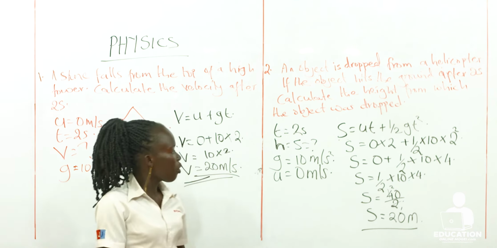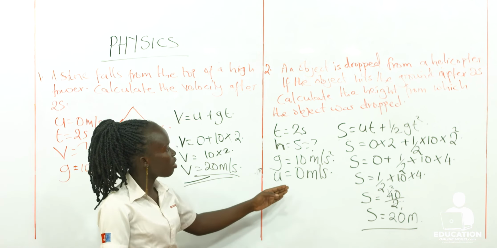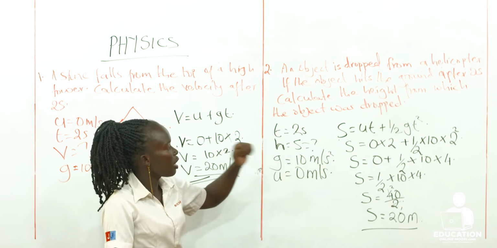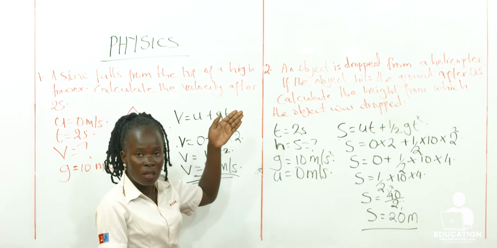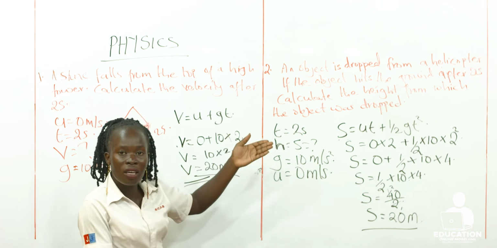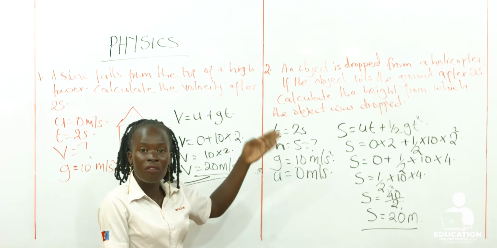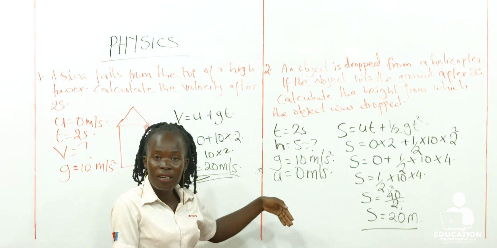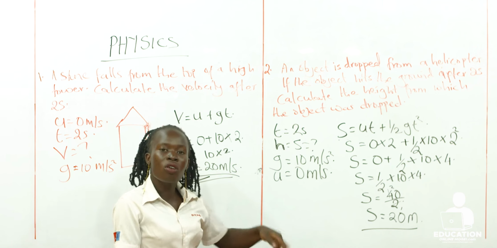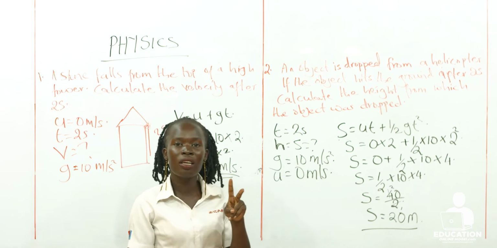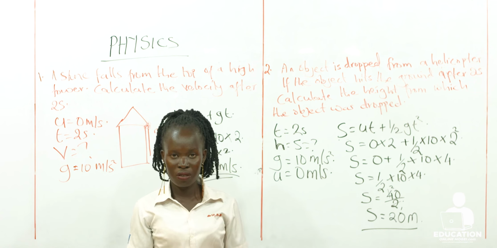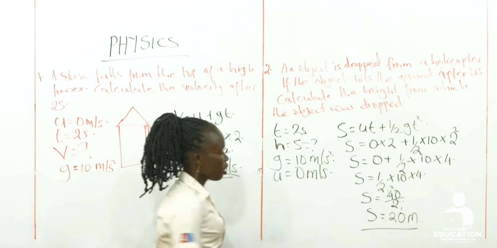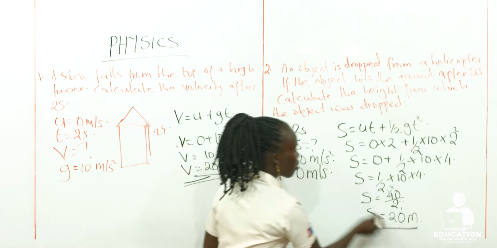So now, if you have your question here, they were telling us to calculate the height from which the object was dropped. Someone can also just tell you to calculate the height of the whole helicopter from the surface of the earth. So those two questions are actually the same. It is just different language used. So this is our answer there for the object.